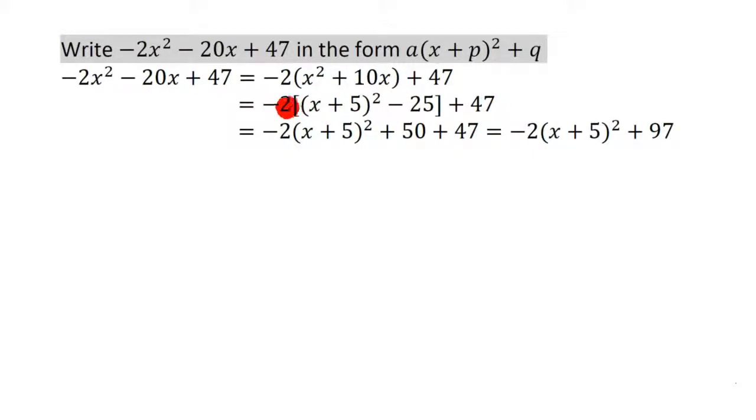Anyway, what you do next is really straightforward. You just simply multiply it out and simplify. So multiplying it out first, minus 2 times this is that, minus 2 times minus 25 is 50, and then adding on the 47 that's been waiting on the outside all this time gives you 97. So basically, when you complete the square for all of this, you get minus 2 brackets x plus 5 all squared plus 97.